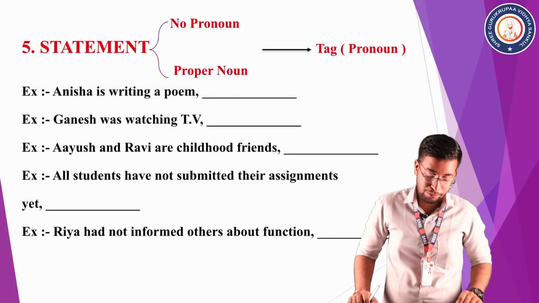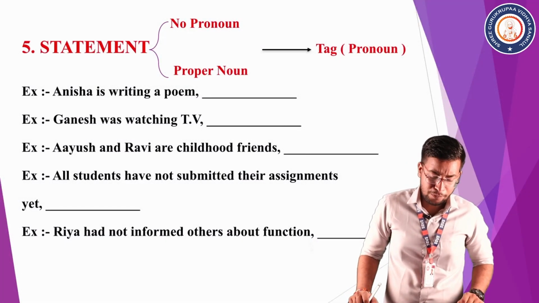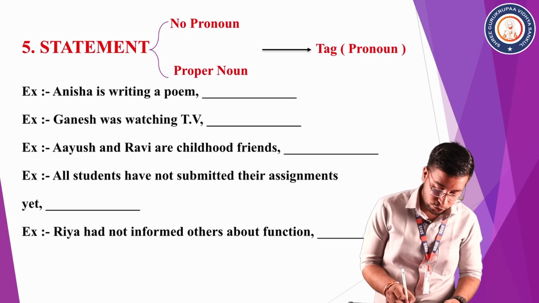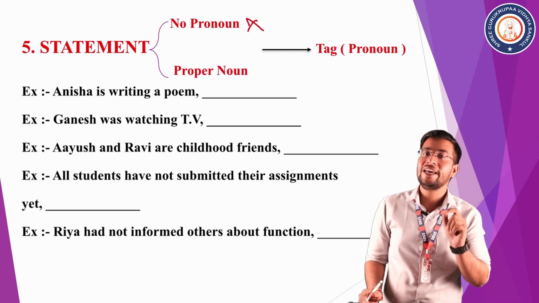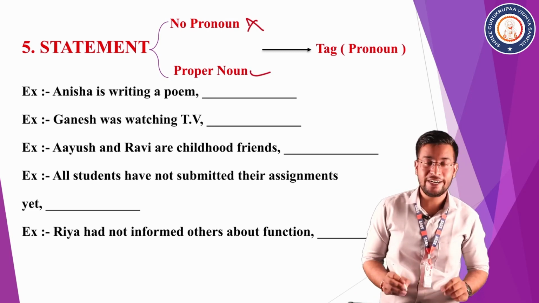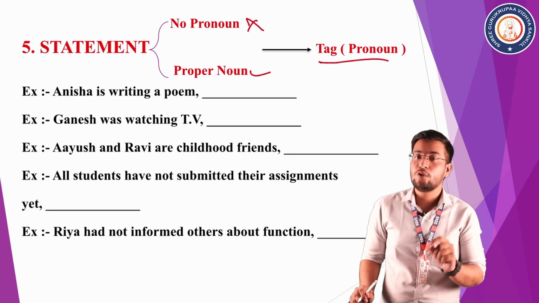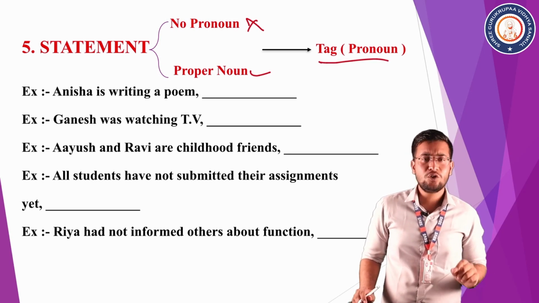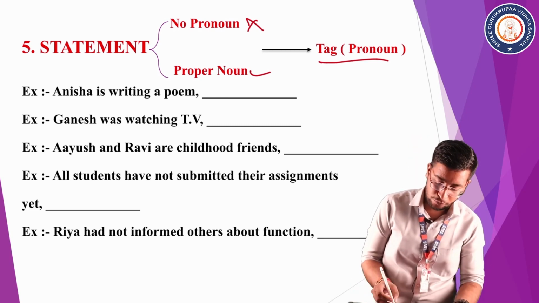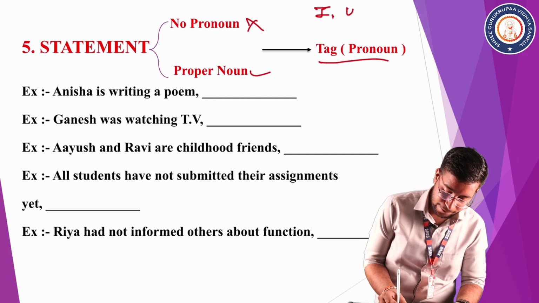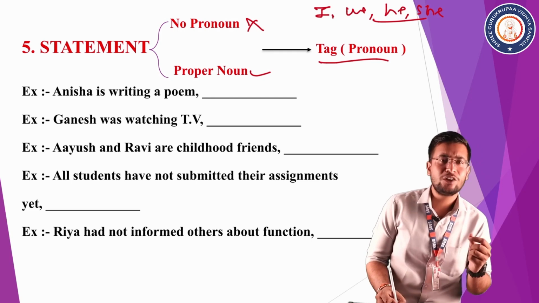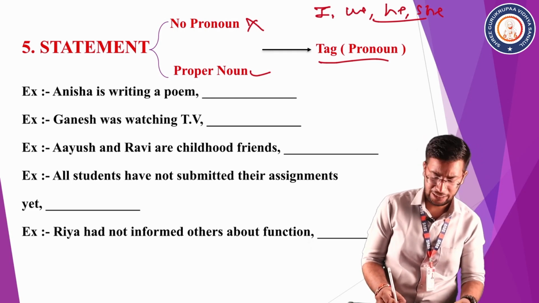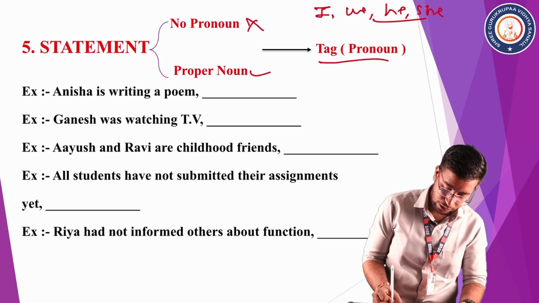So let's move to the fifth rule of the question tag. Our fifth rule says if no pronoun is used in the statement, and instead of a pronoun a proper noun is used in the statement, at that time we will use a pronoun in the tag. I think you are aware of the proper noun and pronoun. Let me give you a brief. Pronouns are I, we, he, she, etc. These are examples of pronouns. A proper noun is a particular name of a person, place, anything. For example, Rahul, Arpit. These are examples of proper nouns.